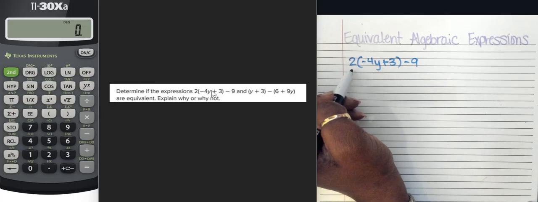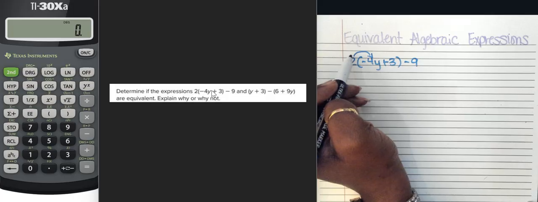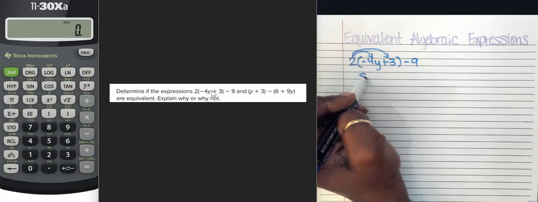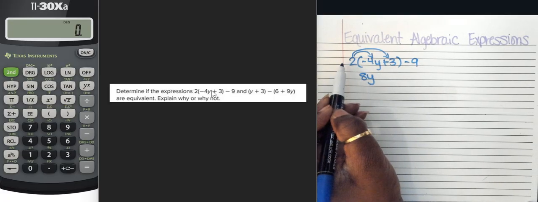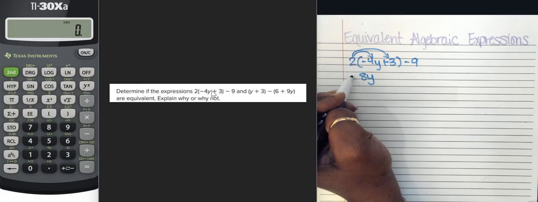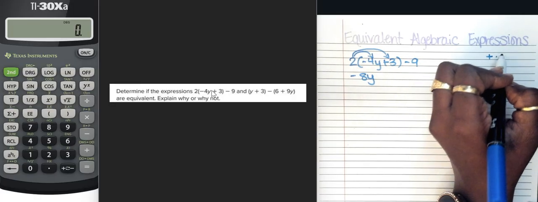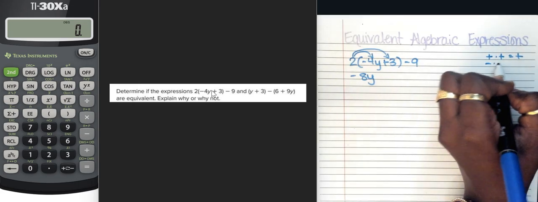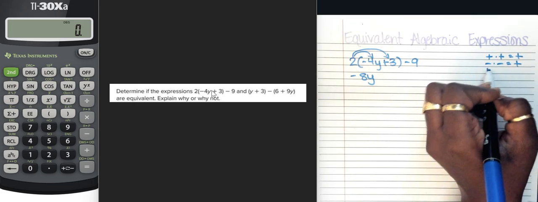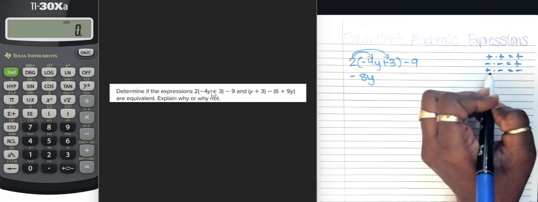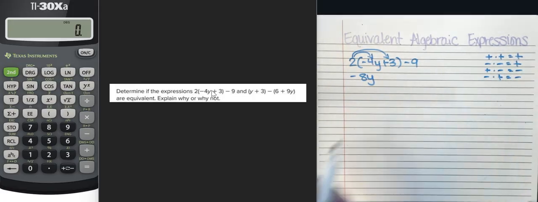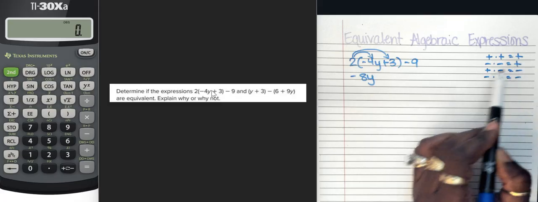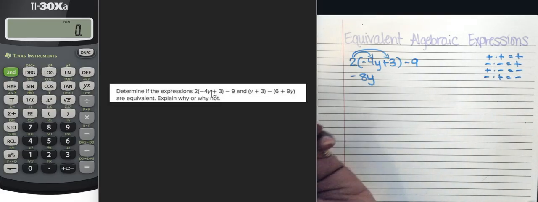But before you can get rid of the parentheses, remember you're multiplying it by 2. Okay, so what we have is 2 times 4y, that gives us 8y. We look at our sign, so a positive 2 and a negative 4 is a negative. And just so that we remember, a positive times a positive is a positive. A negative times a negative is a positive. And if you have one of a kind, so a positive times a negative, that's a negative, or a negative times a positive, that is also a negative. So remember, two of a kind, whether it's positives or negatives, is going to be positives. And if you have one of a kind, then it's going to be a negative.